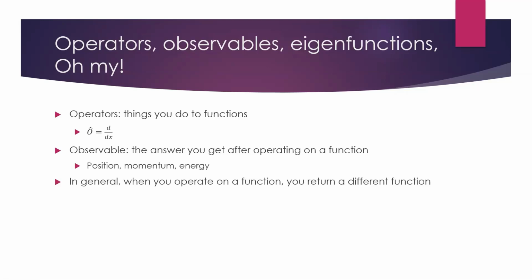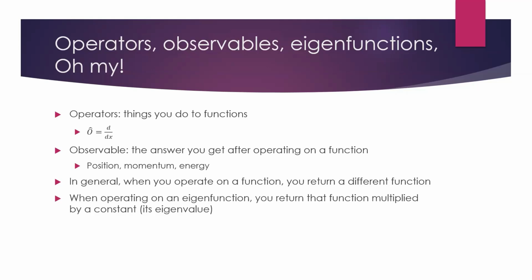But if you took the derivative of x squared, you're going to get 2x, right? You're going to get a fundamentally different kind of function. It's no longer x squared. It's on a parabola. Now it's 2x. It's a line. But there are some functions in which when you operate on them, you return the same function. And these are a very specific kind of function called an eigenfunction.